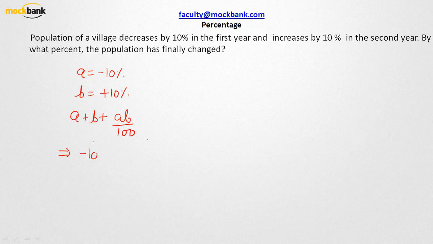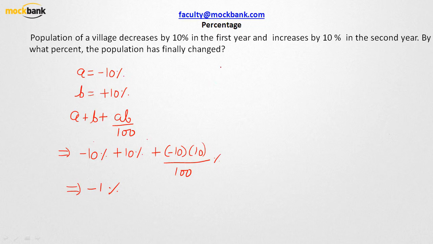So what does this come out as? Negative 10% plus 10% plus negative 10 times positive 10 over 100%. Can you appreciate that the answer still comes out as negative 1%? So even if there is a decrement of 10% in the first year followed by an increment of 10% in the second year, the population will finally decrease by 1%.